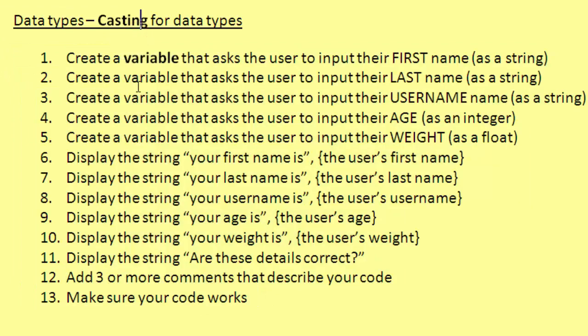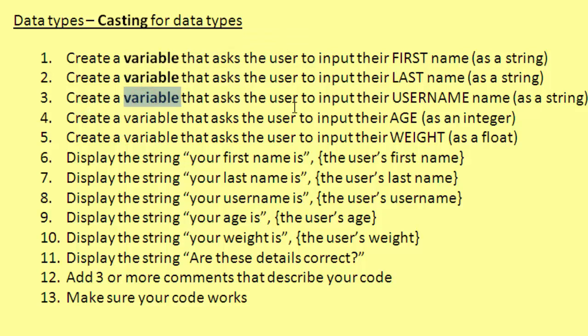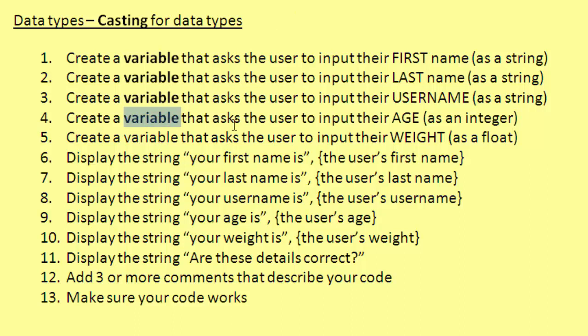Second line, in fact, I'll number these for you so we can make this a bit easier to read. Number 2, create a variable that asks the user to input their last name as a string. So another variable. Number 3, create a variable that asks the user to input their username as a string. Okay, so just their username as a string. Number 4, create a variable that asks the user to input their age as an integer. So you are casting specifically for an integer in this instance. Number 5, create a variable that asks the user to input their weight as a float. So you are casting specifically for a float.